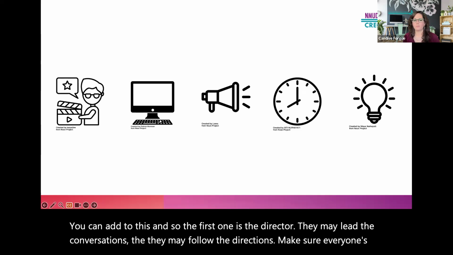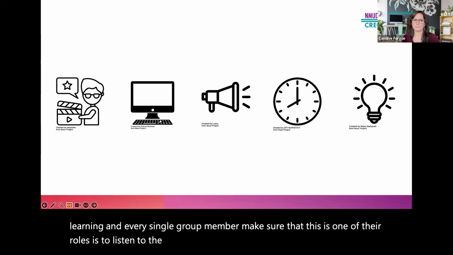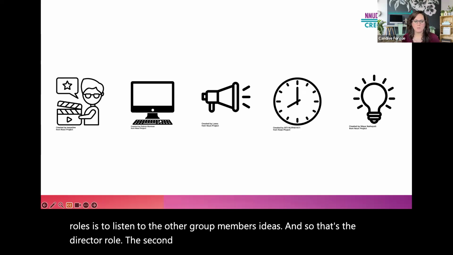And every single group member make sure that this is one of their roles, is to listen to the other group members' ideas. And so that's the director role. The second one depicts a little computer, and this is the information gatherer.